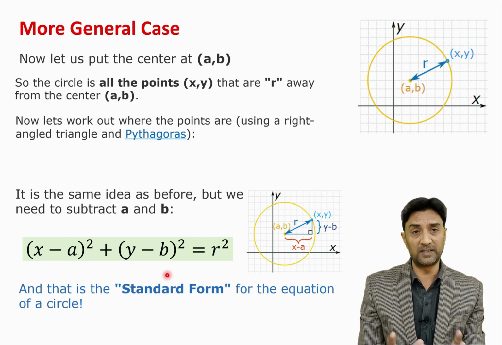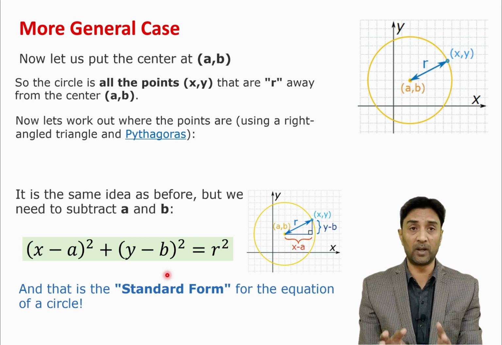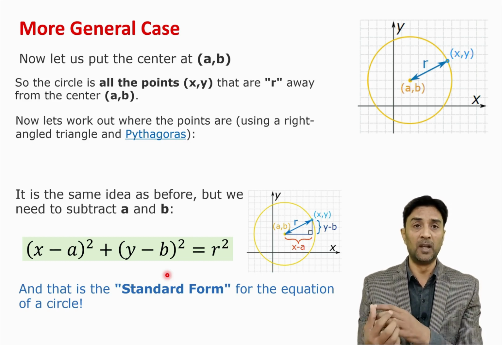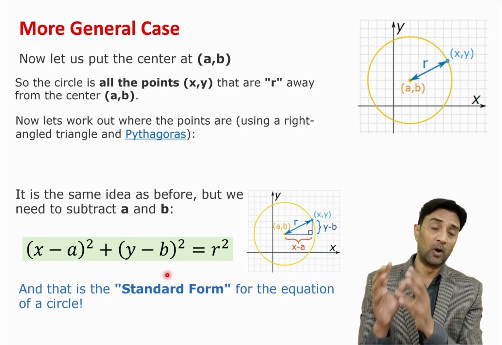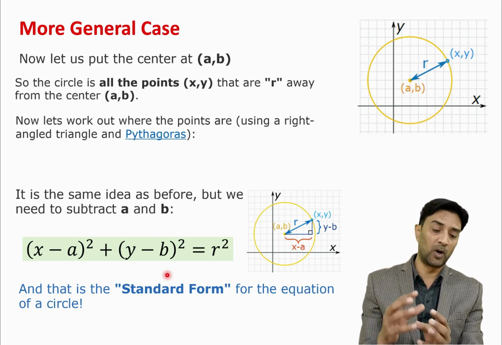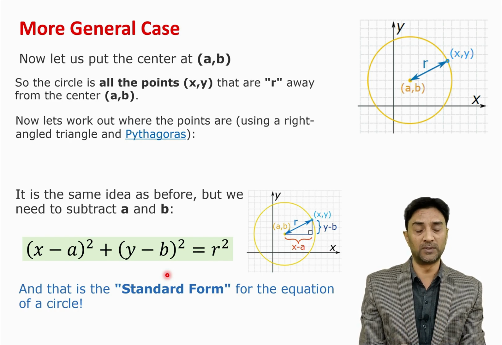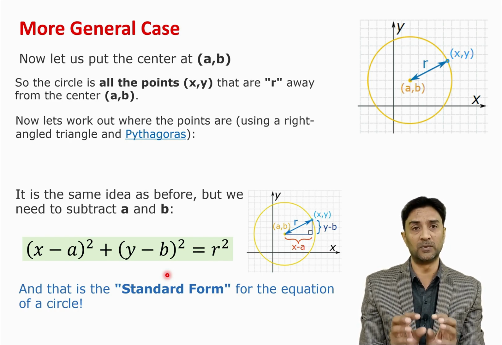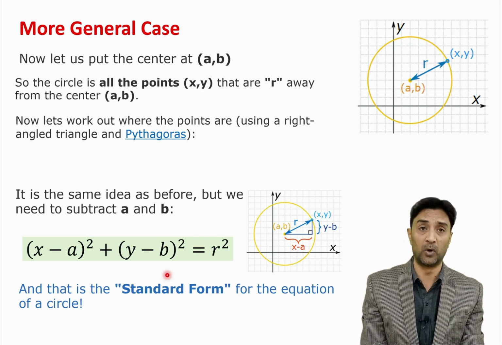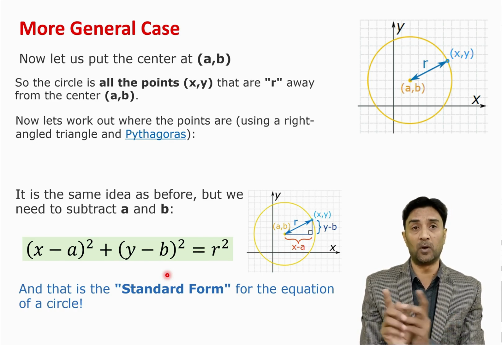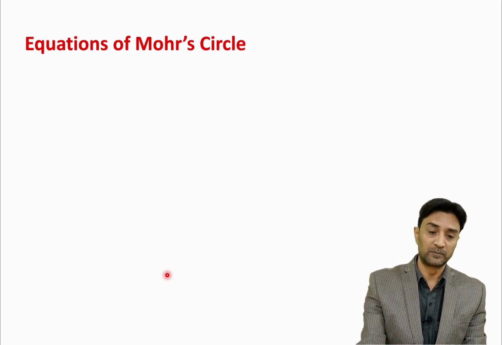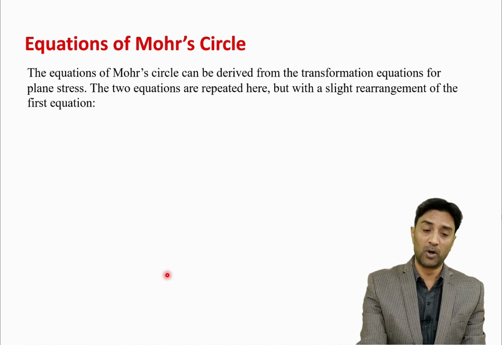So now we know what exactly the equation of the circle is. In the next slide, we will be transforming the transformation equation into a form that will look like this equation of a circle. Then we'll say yes, this is the equation of a Mohr circle, and that Mohr circle would be only for the stresses. So, equation of Mohr circle.